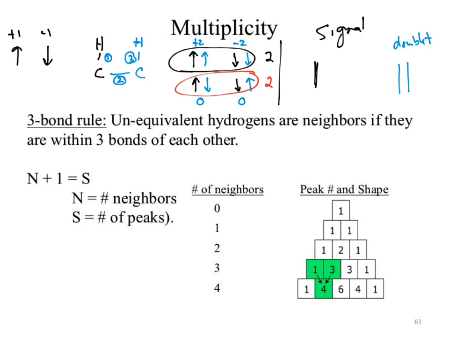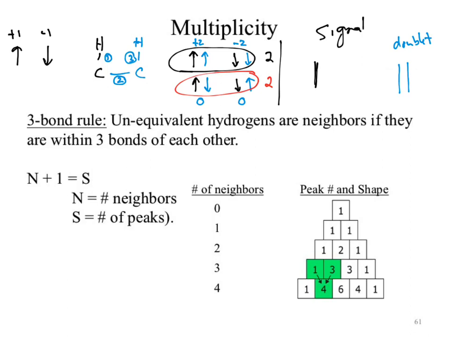We have to be within those 3 bonds to be considered close enough to show this effect. Okay? So the rule that can come out of this is the neighbors plus 1 equals the number of peaks. Okay? Or done the other way around, the number of peaks minus 1 equals the number of neighbors. The patterning that comes out of it. It's not just the number of peaks, but how they are shaped. No neighbors, you get 1 peak. With 1 peak, there's only 1 intensity. So the intensity is 1.